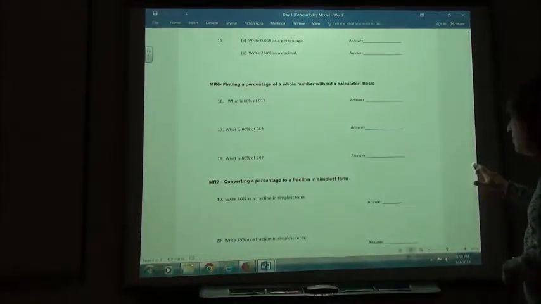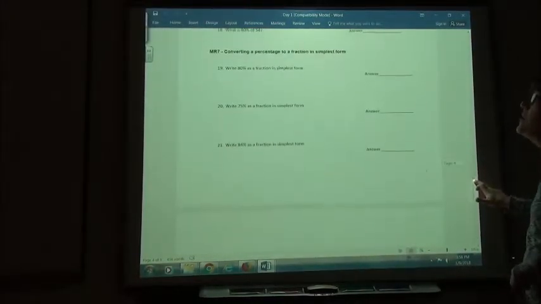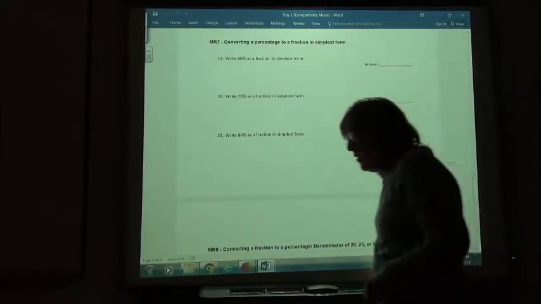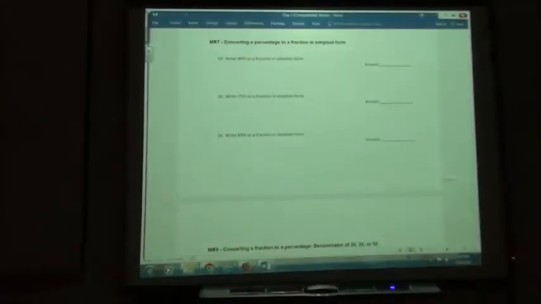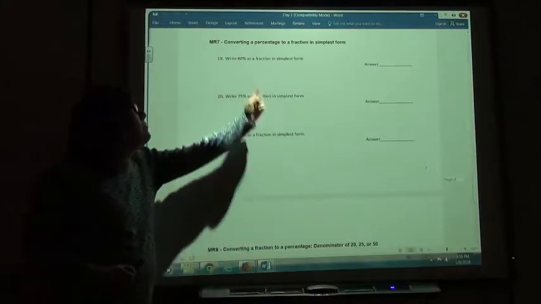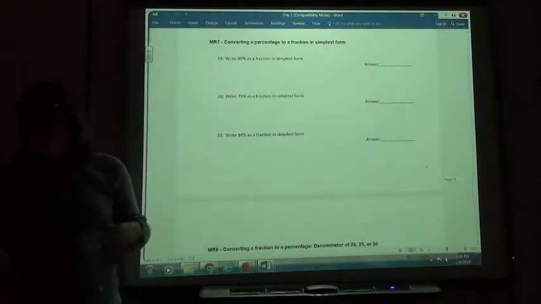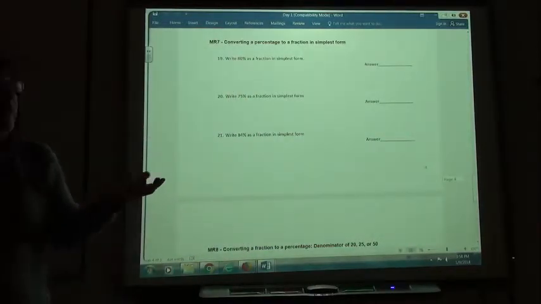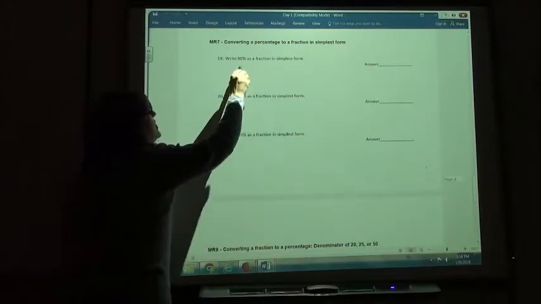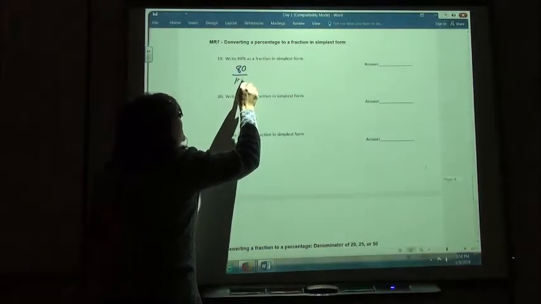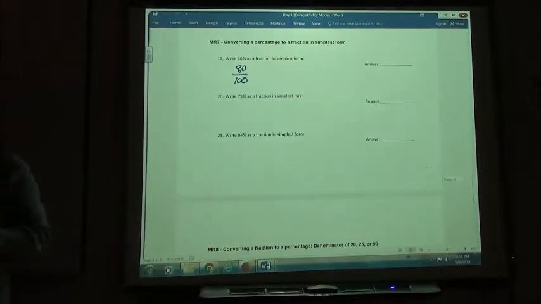Next one's here, converting a percent to a fraction. Sometimes it's easier to use a fraction. If you're using your calculator, it's probably not ever easier to use a fraction, but in some cases. Percent again means out of 100. So first thing they're going to do if I have a percentage, 80%, is just write it as a fraction as 80 out of 100, 80 over 100.